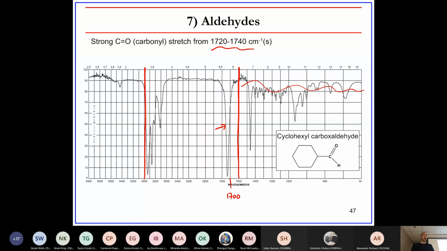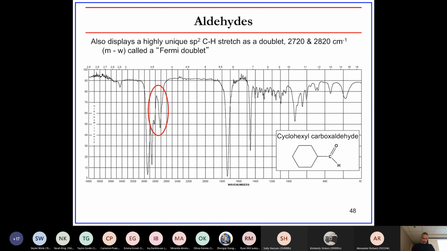So aldehydes have carbonyl groups. It's not the only functional group with carbonyl groups though, is it? Ketones have them. Aldehydes, ketones, esters, amides, carboxylic acids, they all have a band like that. That carbon-oxygen double bond. So you can see that.